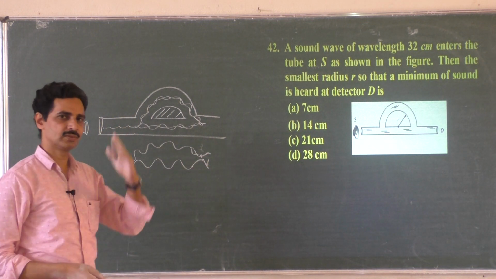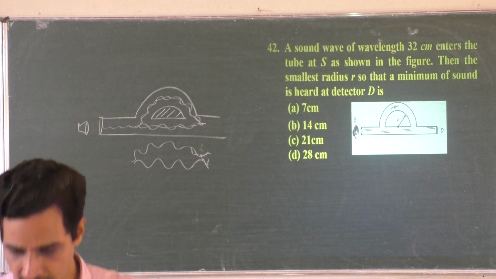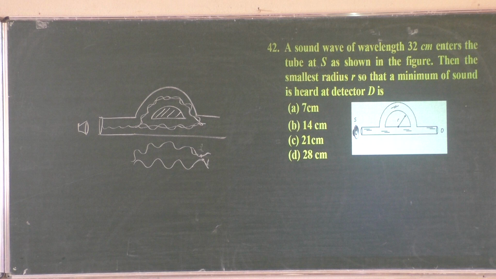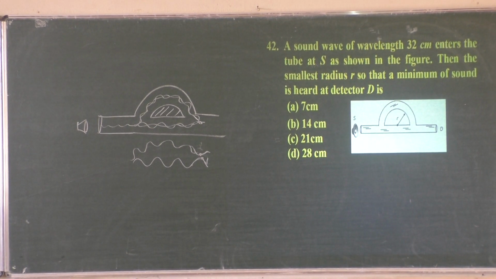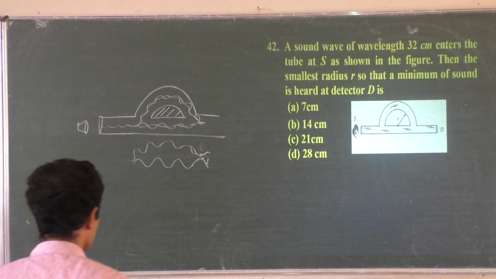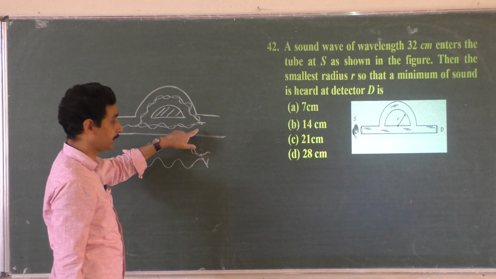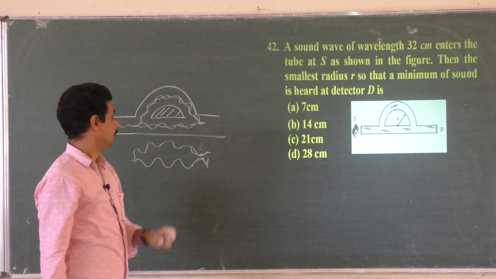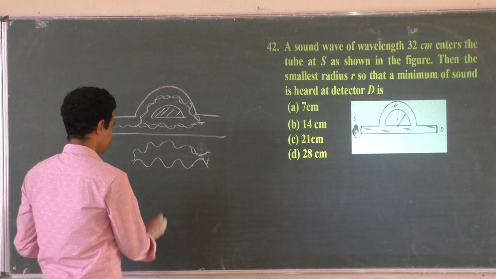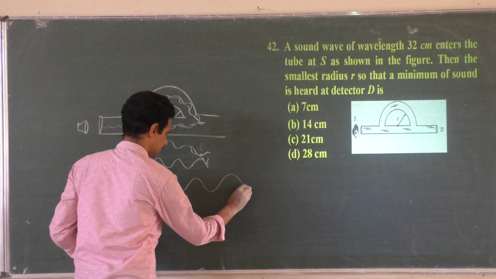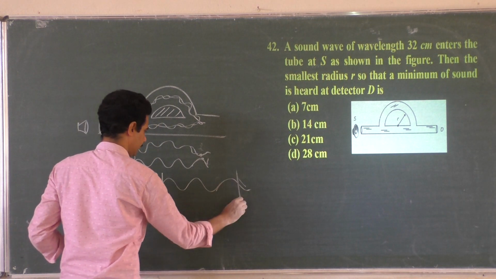You just go back to that interference chapter. There we have discussed a similar type of problem, but there we have discussed it for maximum sound. For maximum sound formation, the path difference should be 1 lambda. For minimum sound formation, the path difference should be half lambda, because one wave should travel like this and another wave should travel half lambda less.